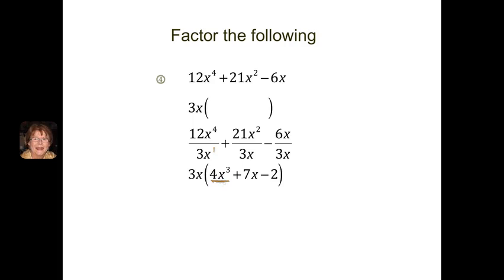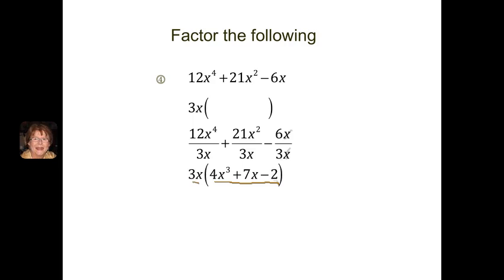I go to the next expression, 21, and that's a positive 21. Positive 21 divided by 3 is positive 7x. I keep the base. I subtract the exponents. 2 minus 1 is 1. It's understood that when there's no exponent, the exponent is 1. I'm subtracting. 6 divided by 3 is 2, and x divided by x eliminates. My factors are 3x and 4x cubed plus 7x minus 2.